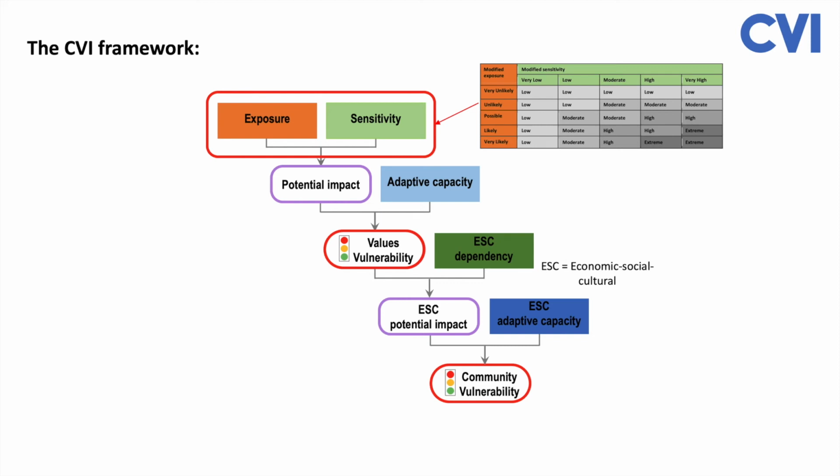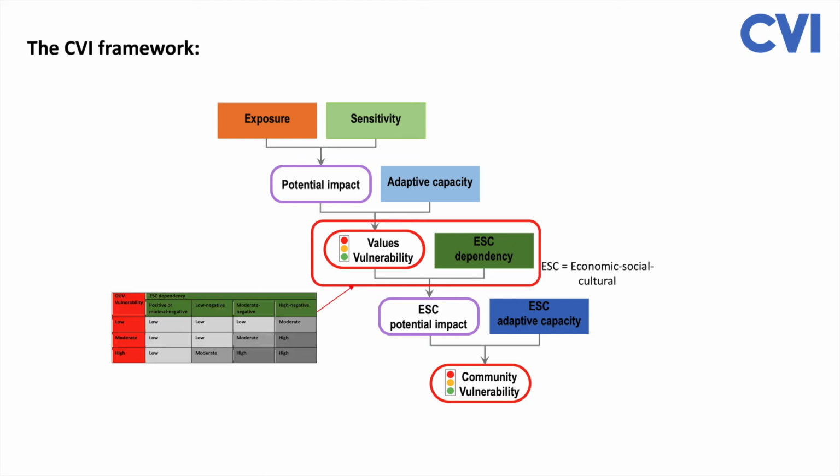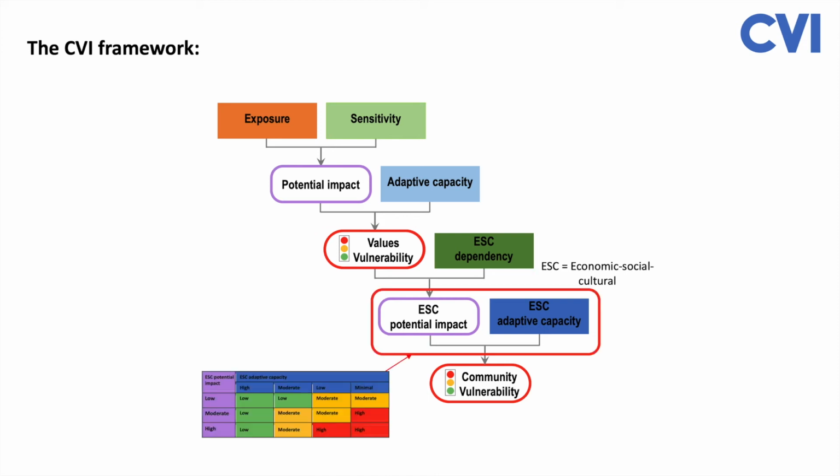We look at a risk matrix approach to use the exposure and sensitivity to define the potential impact. That combines with the adaptive capacity to look at the value's vulnerability. That in turn combines with the community dependency to arrive at a community potential impact, which combines with the adaptive capacity term to look at the community vulnerability.